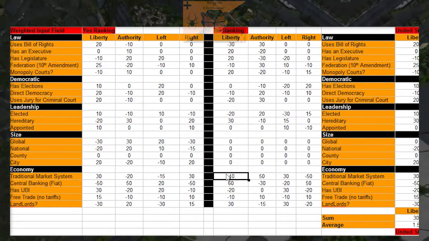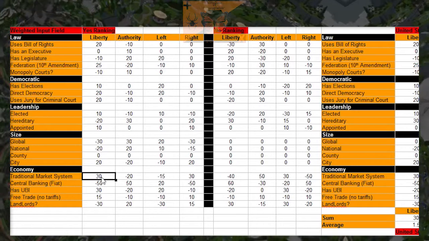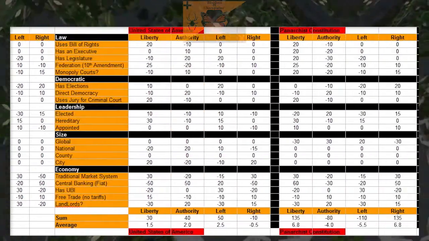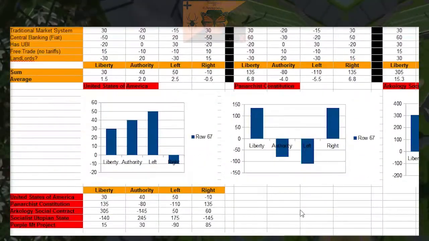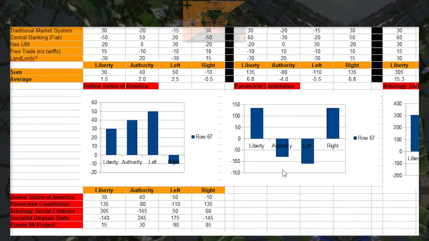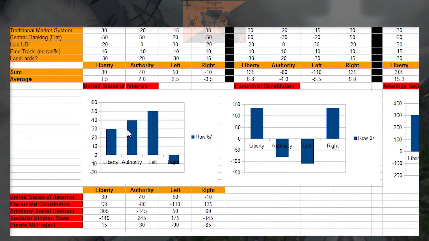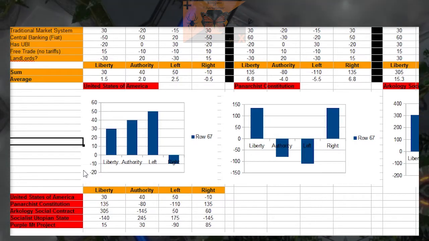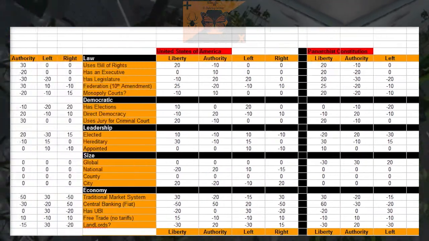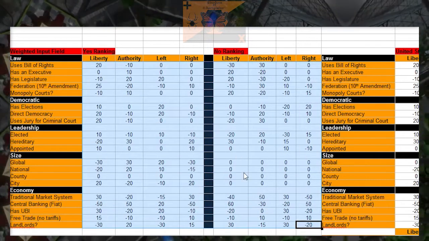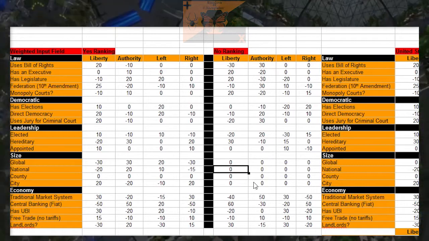And then the traditional market system. If you do have a traditional market system, you get authority here. Now, if we look at the panarchist, big on liberty, huge on liberty, authority is minus. The United States of America, very left-wing, surprisingly left-wing. I don't know why that is. To be honest, I formulated this chart just off the top of my head, just based on my feelings.